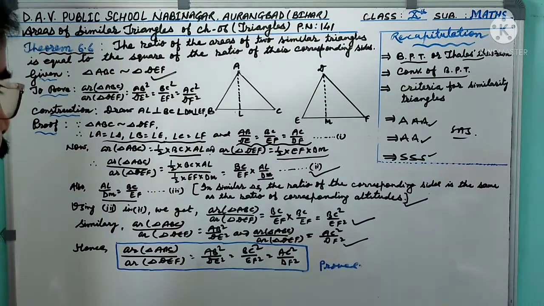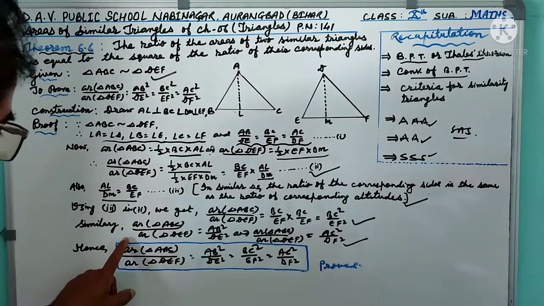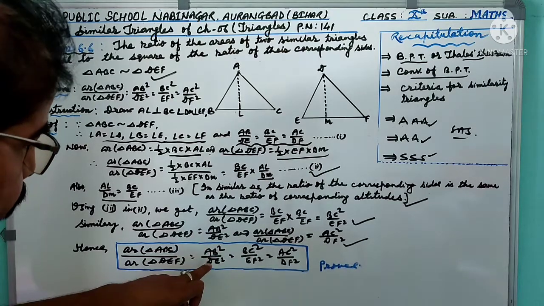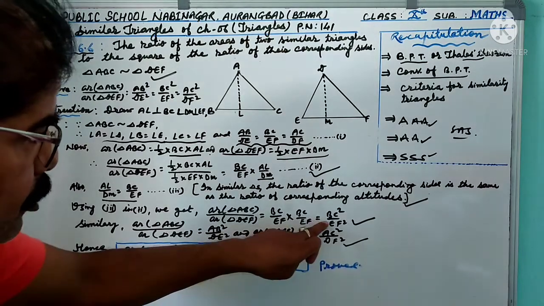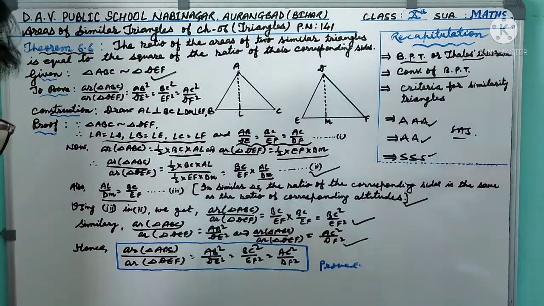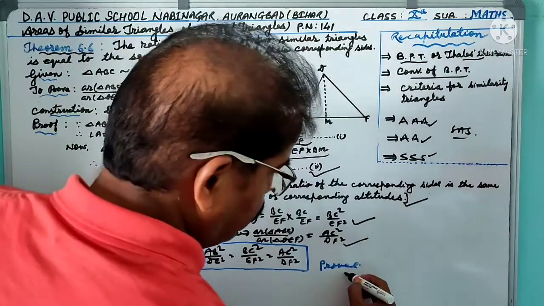Hence, area of ABC by DEF equals AB square by DE square, BC square by EF square, and AC square by DF square. Your theorem is proved.